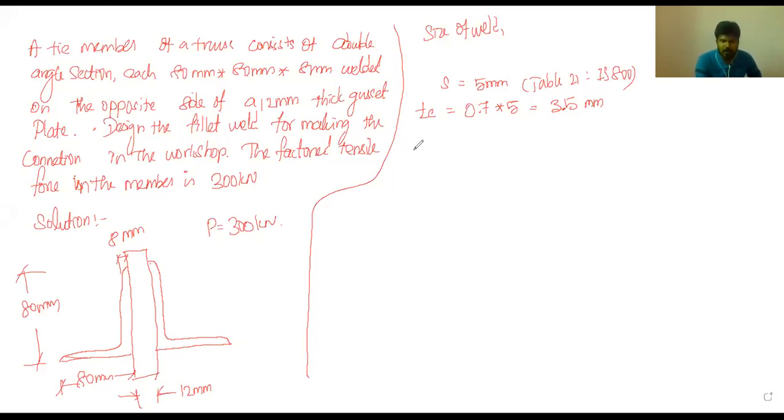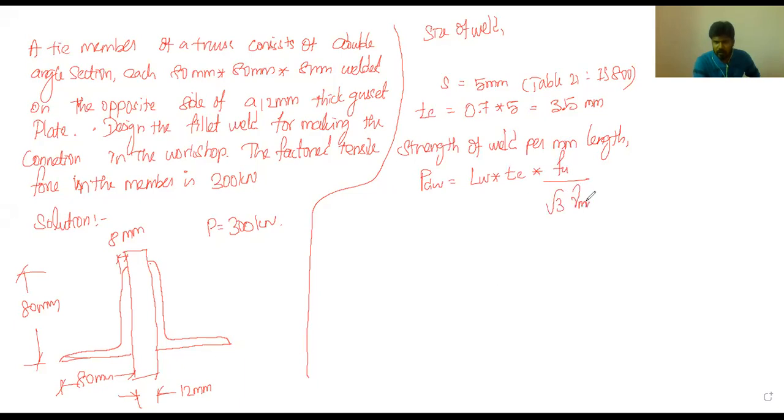Now we have to calculate the strength of weld per length. So Pdw is equal to Lw into te into fu by root 3 into gamma mw, where gamma mw for shop weld is equal to 1.25 from Table 5 of IS 800. Next, fu value is 410 Newton per mm square. The length of weld we take as 1 mm since it is per mm length.